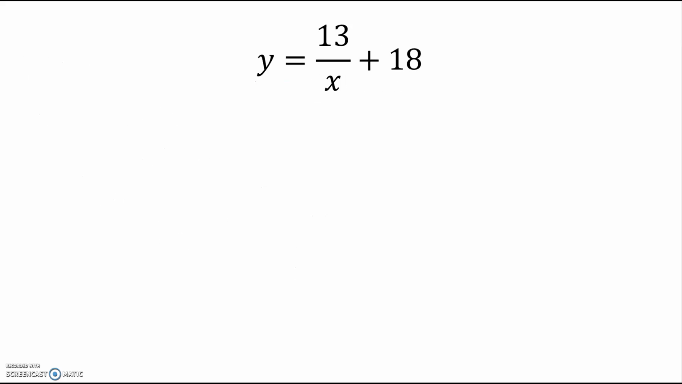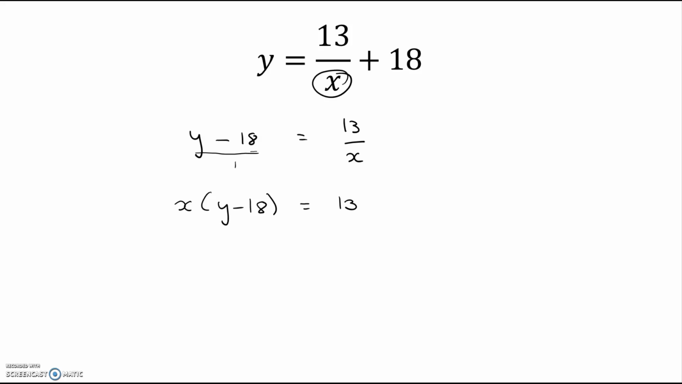The second one is kind of the same but a little bit different, so again we're looking for x, so it's y minus 18. That gives us the simpler version straight off. Now again, this is over 1, so we need to go x times y minus 18 equals 13. X equals 13 over y minus 18.